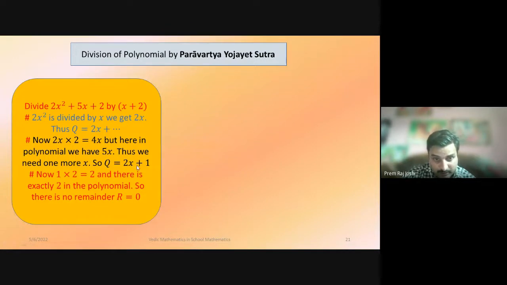So the quotient will be 2x plus 1. And let us again multiply this 1 by the 2. We will get exactly 2, which is given in the polynomial. So that's why no remainder is there. The quotient will be this one.